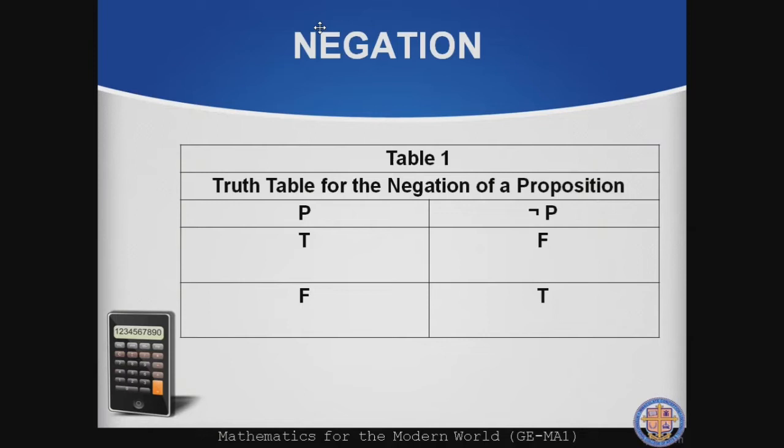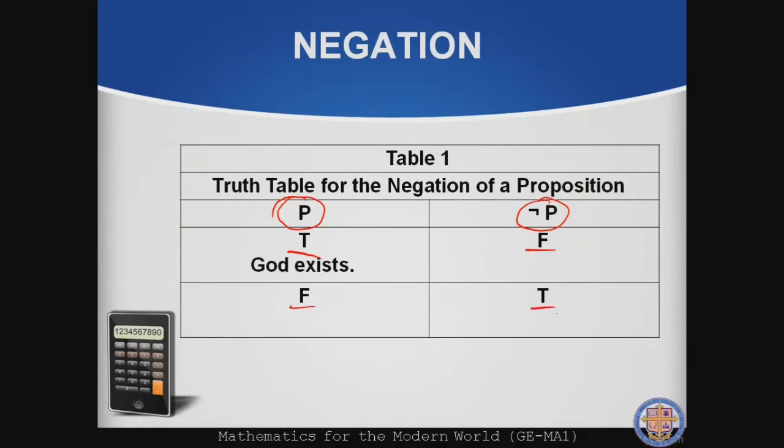Okay? So this truth table for negation, let the first column be represented by proposition P, followed by the next column, not P. And then we have here truth values, true or false. T stands for true, F stands for false. So if your statement is true, if you negate it, it should be false. If your statement is false, if you negate it, it should be true.